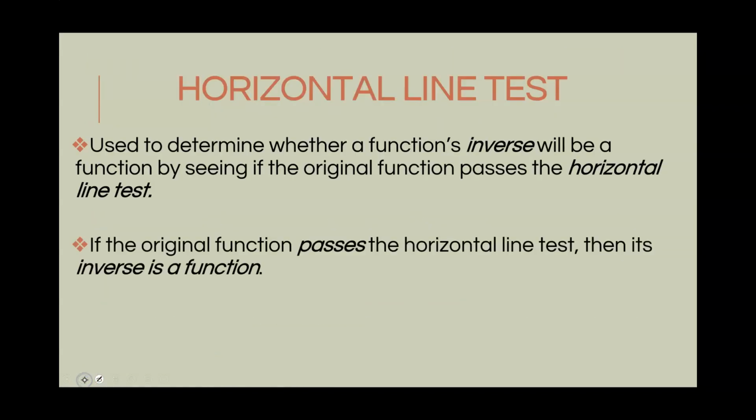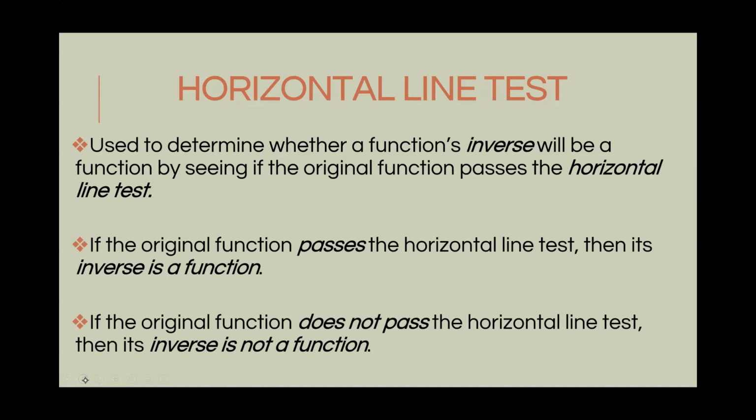Let's talk more about the horizontal line test. The horizontal line test is used to determine whether a function's inverse will be a function by seeing if the original function passed the horizontal line test. So you don't even have to graph the inverse function to know if it's going to be a function or not. If the original function passes the horizontal line test, then the inverse is a function. If the original function does not pass the horizontal line test, then its inverse is not a function. So the original function can be a function and the inverse is not a function, okay?